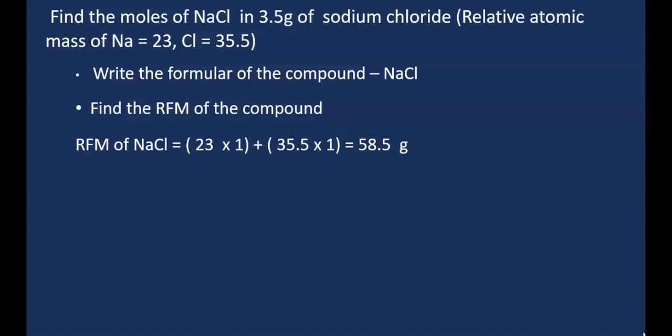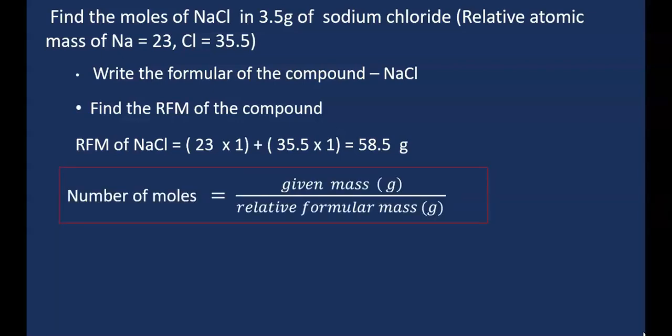Step 3, you write down the equation, which states that the number of moles is equal to the given mass divided by the relative formula mass. If you're given the mass in any other unit, convert the given mass to grams before you apply it into the equation. In this example, we have 3.5 grams, so we divide 3.5 grams by 58.5, and this gives us 0.06 moles.